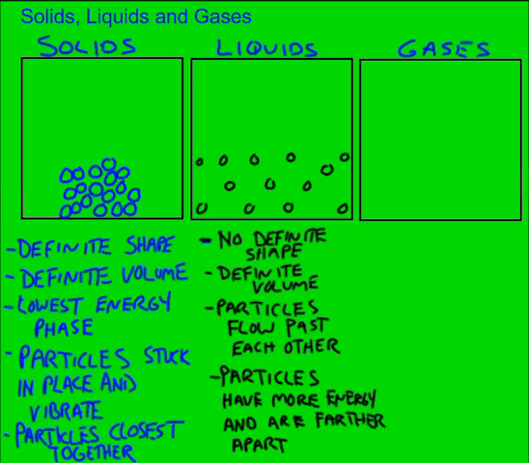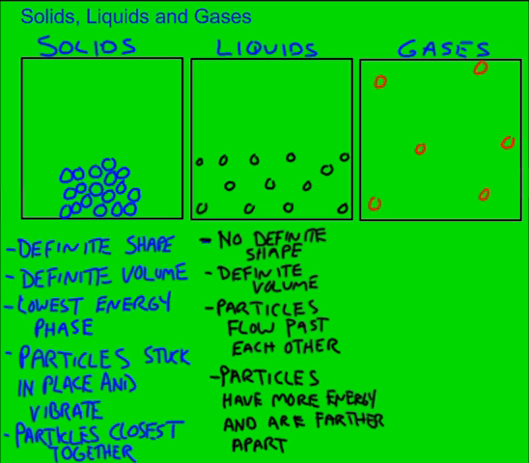Now, these are the things that we can say about a liquid. They have no definite shape. They're going to take the shape of their container. But they do have a definite volume. They do not expand when you change them from container to container. Or if you spill them out of the container, you still have the same volume. The particles are going to flow past one another, as we've shown with the arrows, and they're going to have more energy and be farther apart than in a solid.